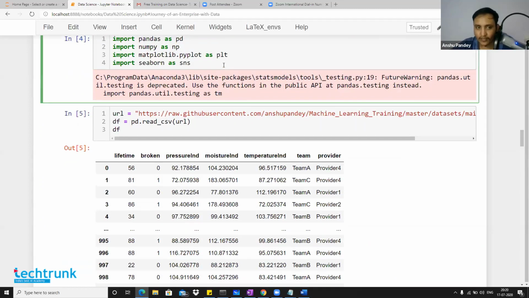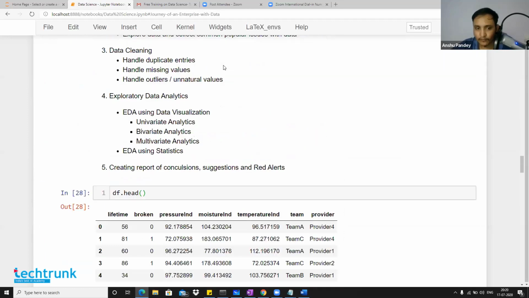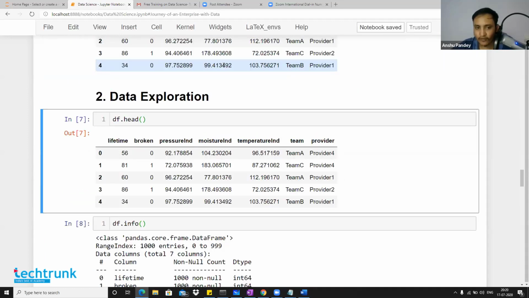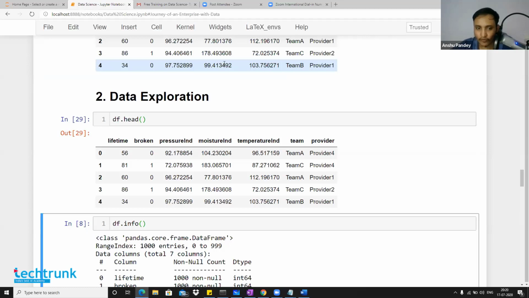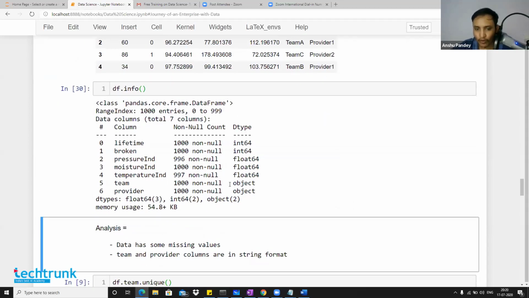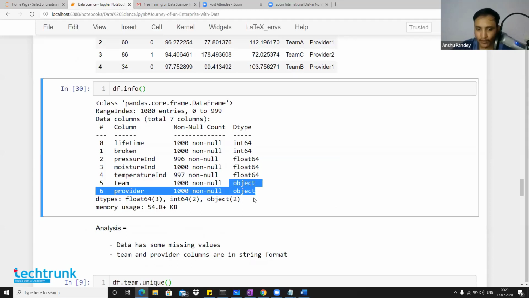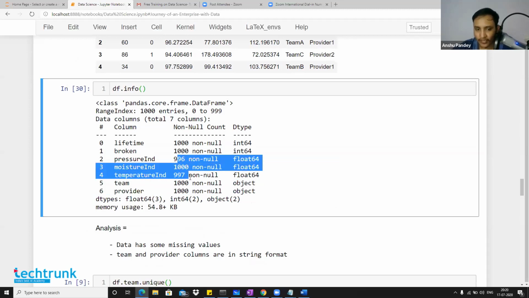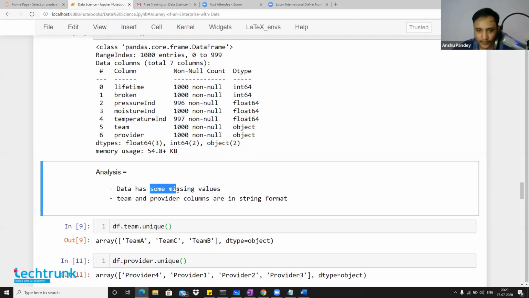So we have seen already, we loaded the data, right? So let me run this again. Right, so we have started with data exploration. We have seen df.head. We don't have any identifier. Info helped us understand that there are 2 columns which are having some categorical features like team and provider. And data has some missing values. We could observe here that data seems to have some missing value, right? So this is what our analysis was.